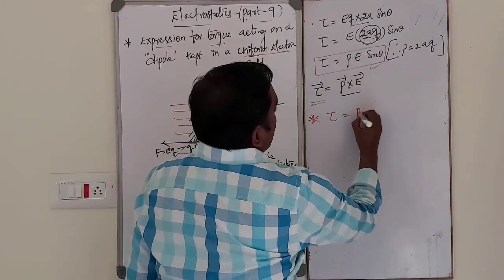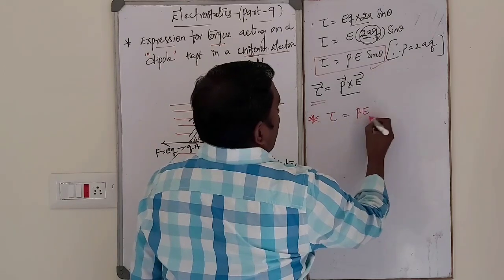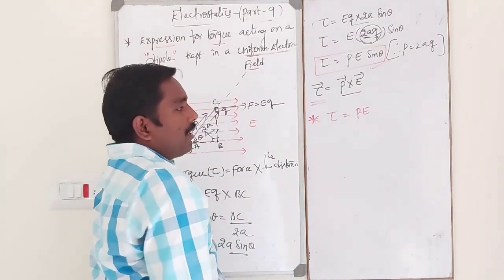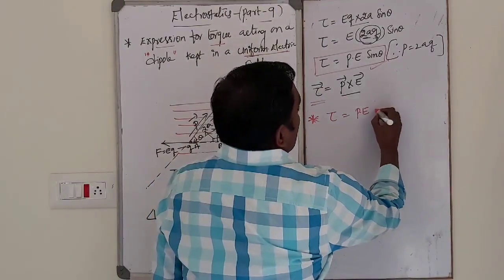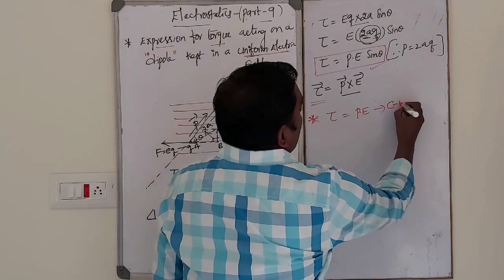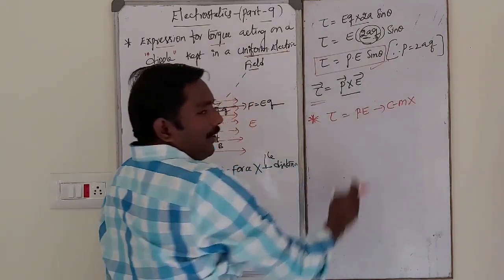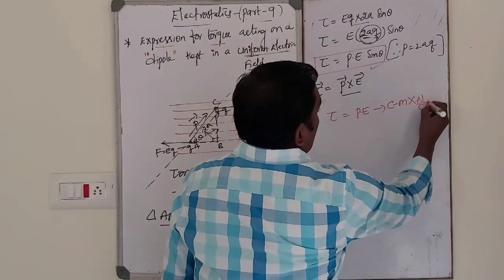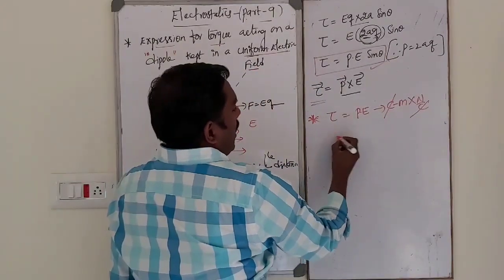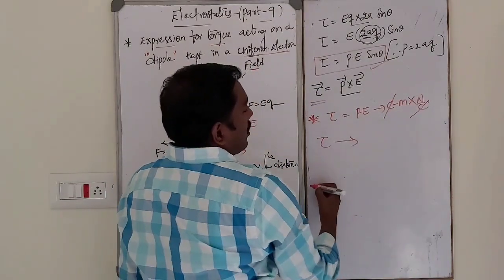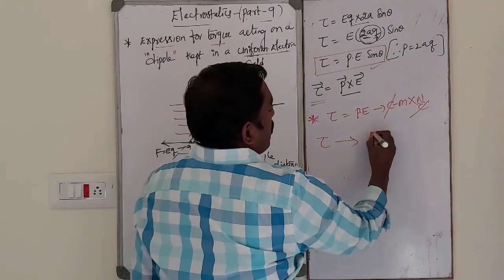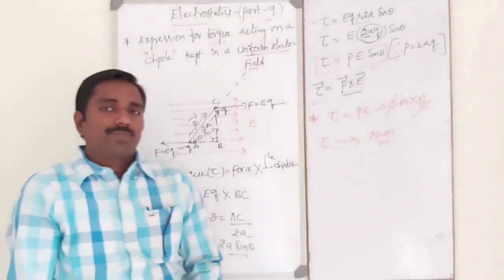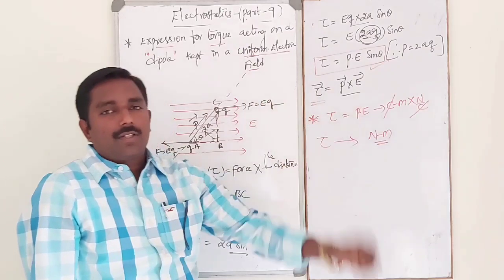Tau is equal to P into E. P means dipole moment. What is the SI unit of dipole moment? Coulomb meter, into electric field. What is the SI unit of electric field? Newton per coulomb. Coulomb gets cancelled out. Then in the SI system, the SI unit of torque is Newton meter.